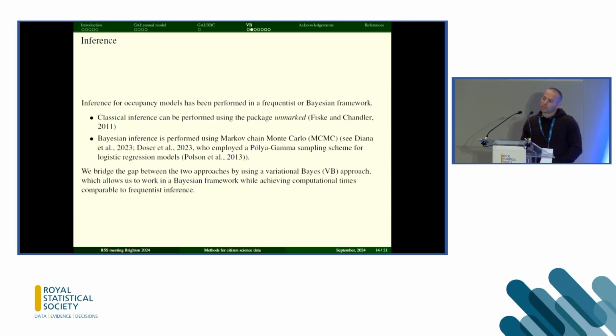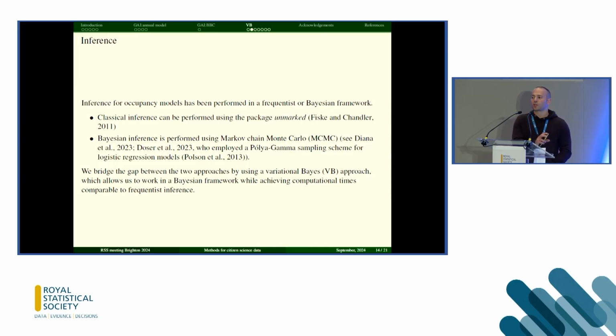Inference for occupancy models has generally been done either classically or in a Bayesian way. Classically, you usually just estimate the maximum likelihood, for example using a package. In a Bayesian framework, the state-of-the-art method is to do MCMC using the Pólya-Gamma scheme, which allows for some computational tricks to do the inference very easily. So what we do in this talk is bridge the gap between the two.